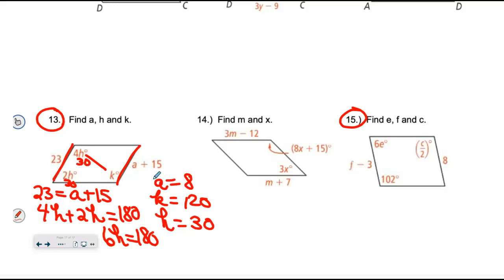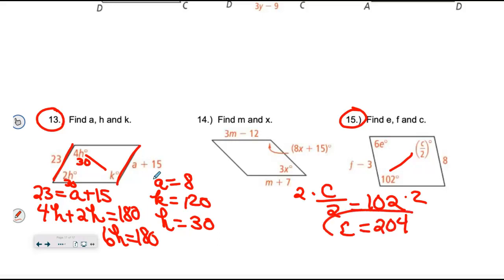I need a volunteer. Which one do you want to find? C. Okay. We've got somebody who said, for those of you watching the video, that they want to find C. They could, because they have the one across from it. What's the one across from it? 102. Perfect. How do we undo division by 2? What's the opposite of dividing by 2? Multiplying by 2. Yep, so we'll just multiply both sides by 2 here and we get C is equal to 204. I'll take it. 204 divided by 2 is 102, C is done.